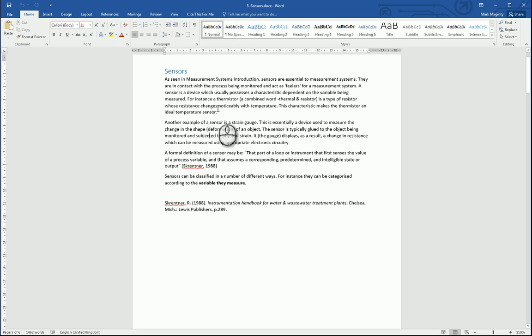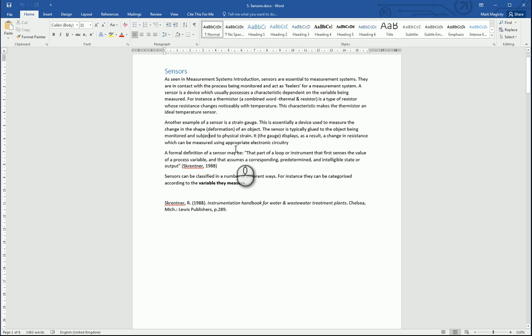So as seen in the measurement system's introduction, sensors are essential to the measurement system. They're in contact with the process that's being monitored and act as the feelers, for instance, for the measurement system. A sensor is the device which usually possesses a characteristic dependent on the variable being measured. For instance, a thermistor, which is a combination of thermal and resistor, is a type of resistor whose resistance changes noticeably with temperature. This characteristic makes the thermistor an ideal temperature sensor.